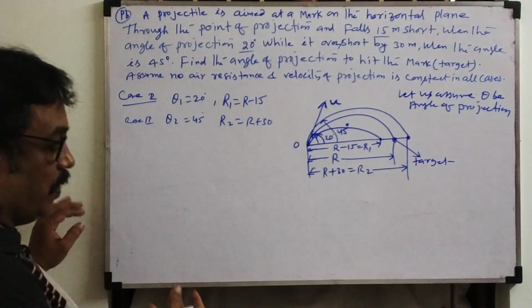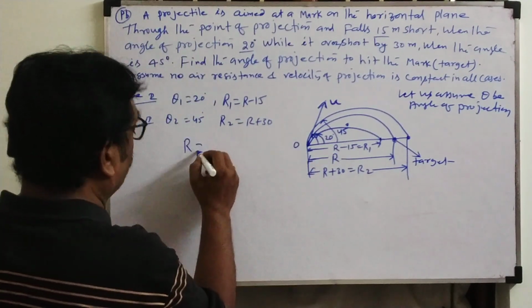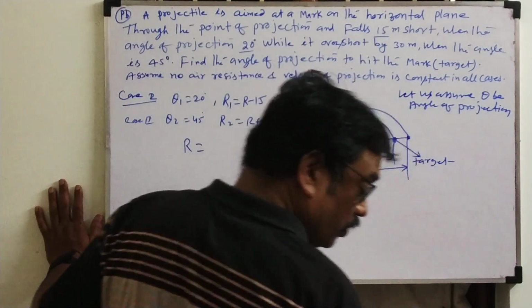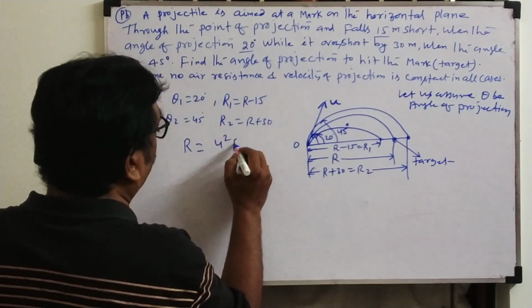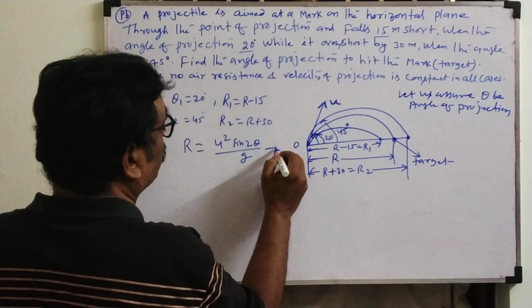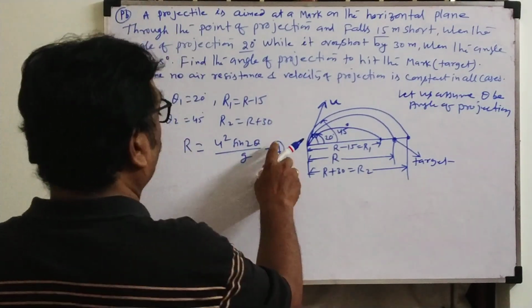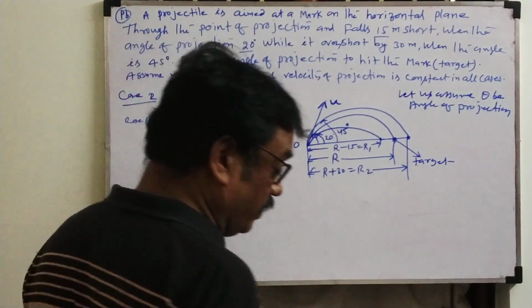The range formula, I already told what the range formula is. Range is equal to U square sine 2 theta by G. Let's call this equation number A, the range formula. Okay, now case 1, case 2 we will go.